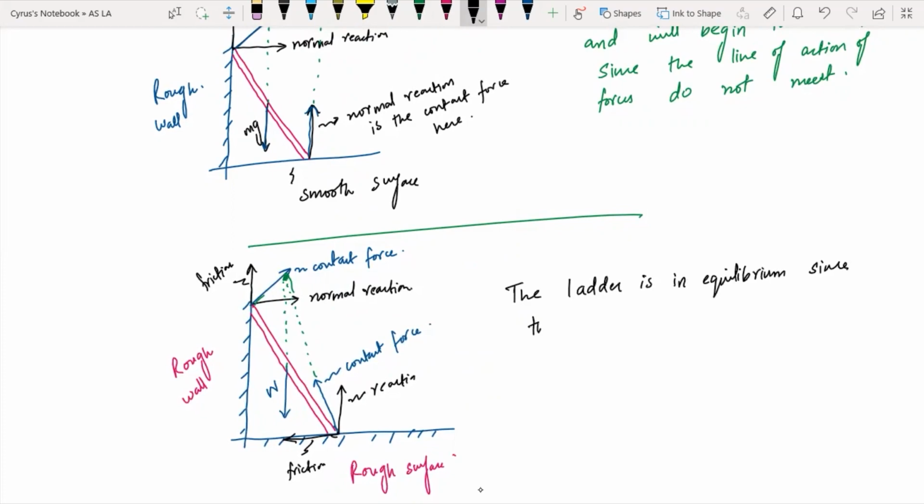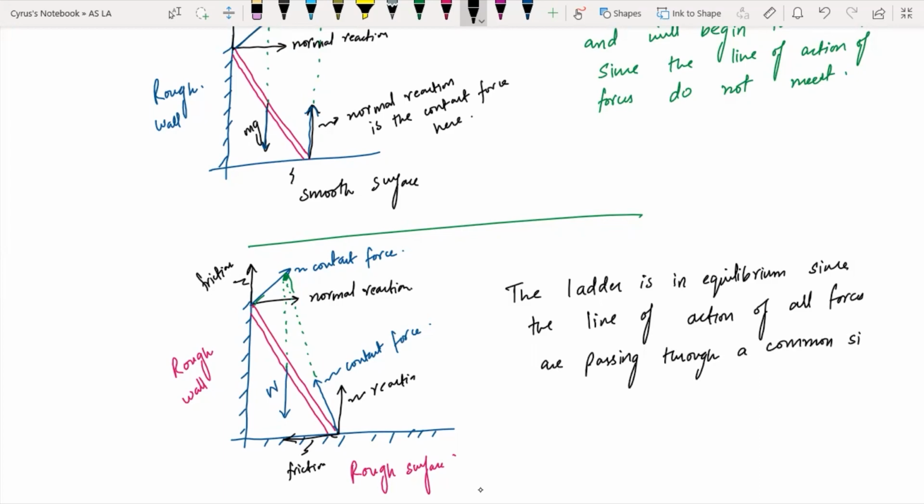since the line of action of all forces are passing through a common single point. Is that clear? It passes through a common single point, and since ladder is in equilibrium. Let's do a question on this.